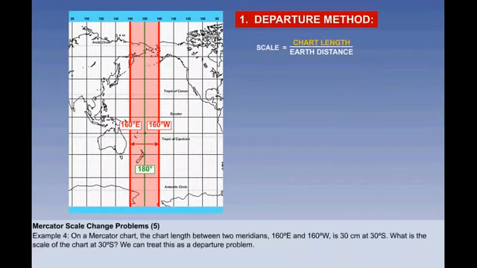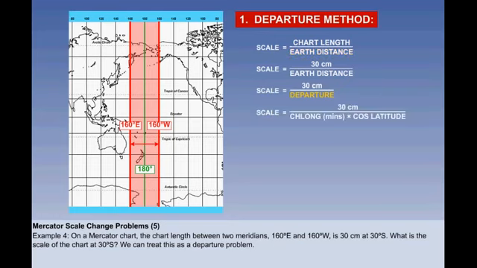The chart length is 30 centimeters, and the Earth distance is departure. The departure is change of longitude in minutes times cosine of latitude. The change of longitude is 40 degrees, and it needs to be multiplied by 60 to convert it to minutes.